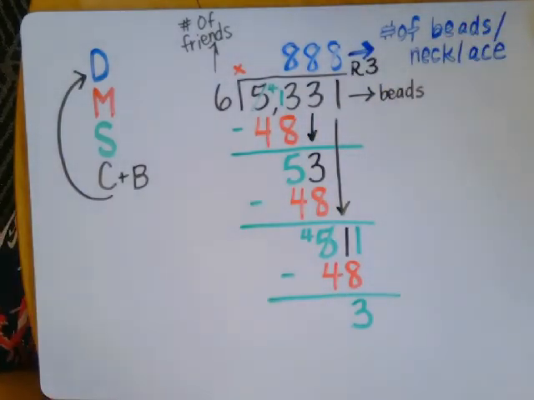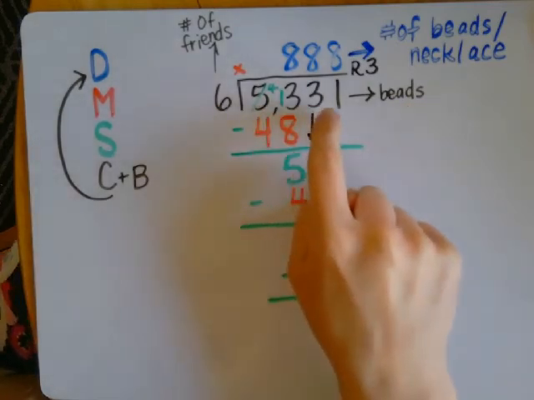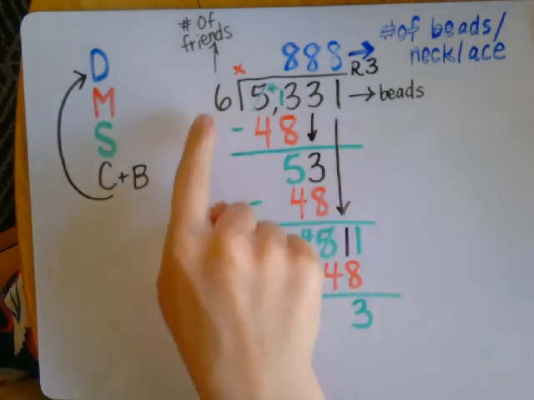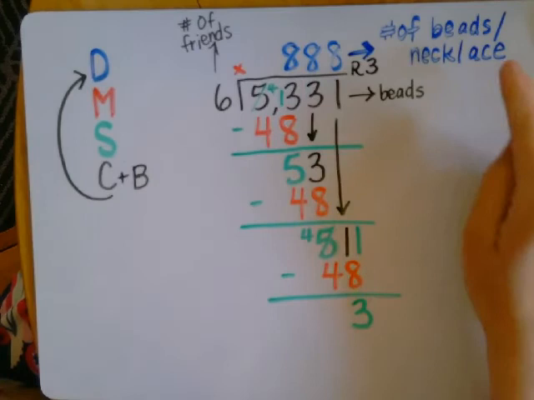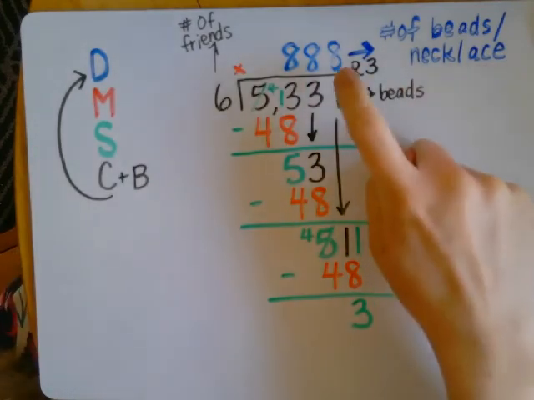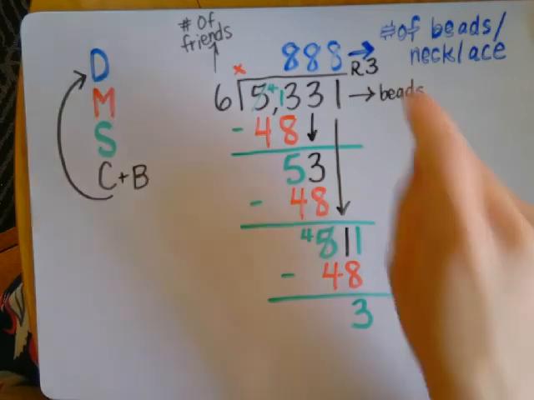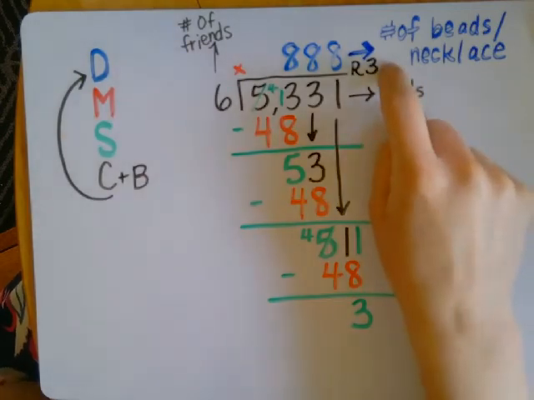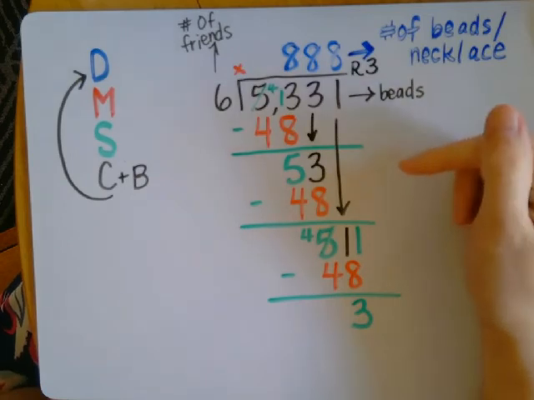Now let's talk about what that remainder means in this context. Remember, I had 5,331 beads to make necklaces for my 6 friends. This answer told me the number of beads per necklace that I would need to use. So I would need to use 888 beads for each of the necklaces that I wanted to make. This remainder 3 tells me that I have 3 beads left over that I cannot make a necklace with.